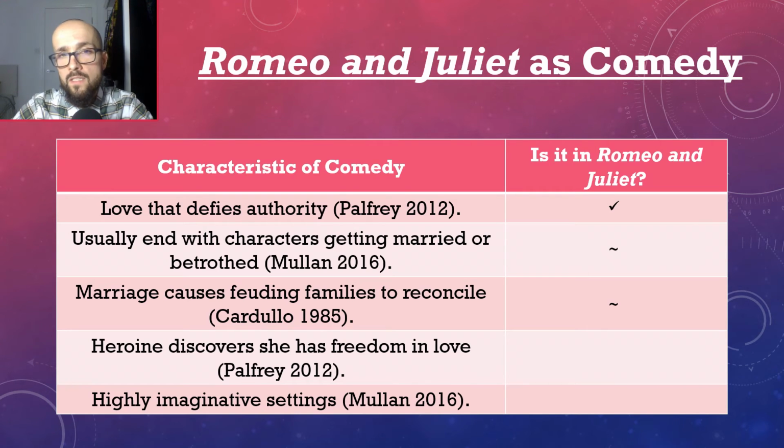However, one characteristic of the comedy genre that Shakespeare seems to maintain in Romeo and Juliet is how, as suggested by Palfrey, the play's heroine discovers that she has free choice when it comes to love. Juliet's maturation from a compliant girl to a bold and independent young woman is one of the most important elements of Romeo and Juliet, and, interestingly, it is one of the play's most notable comic elements.